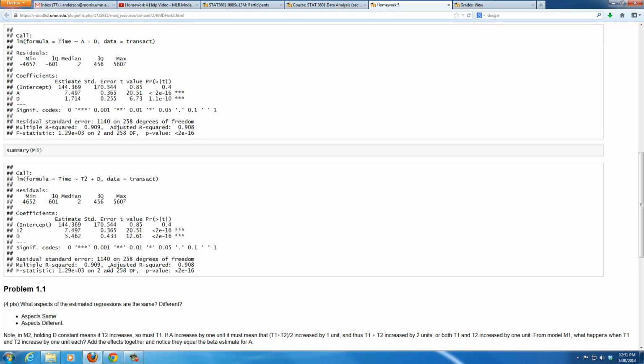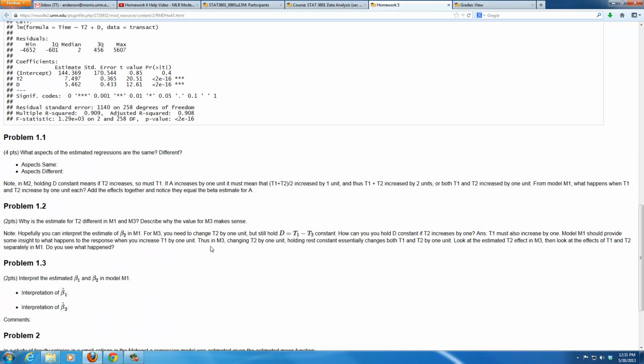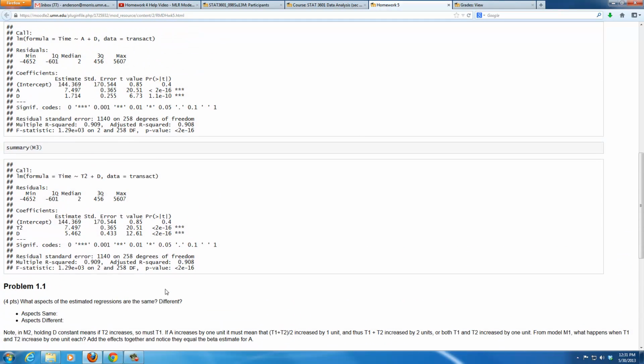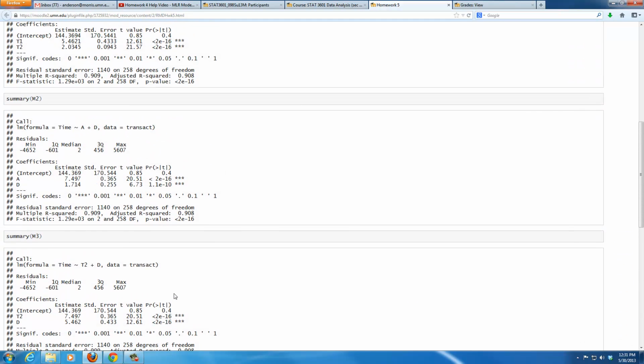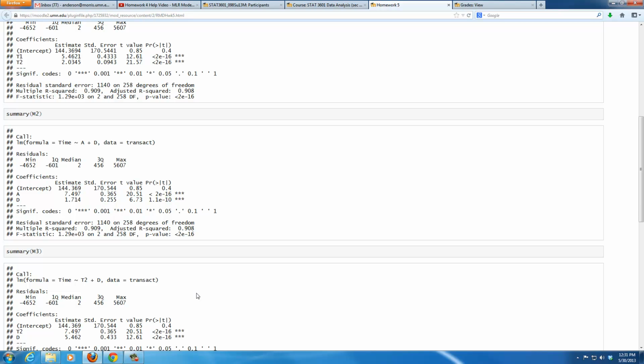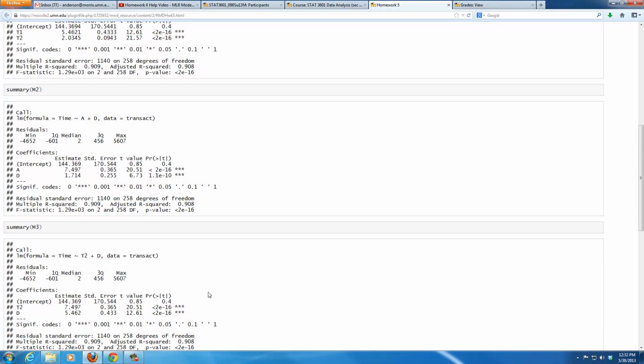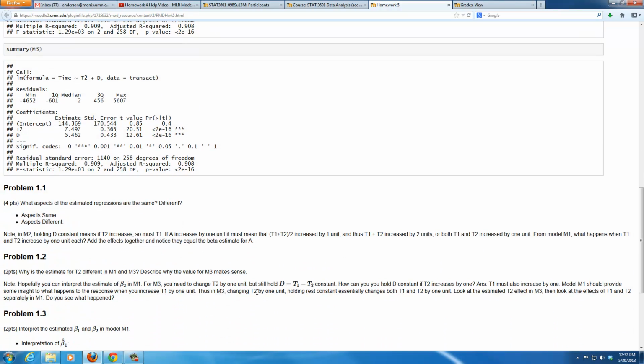R squared is an important feature. The residual standard error, sigma hat, is an important feature. Talk about those features and which ones are the same and which ones are different. In problem 1.2, I want you to refer to the models M1 and M3 and talk about what the coefficient for T2 means in these models.